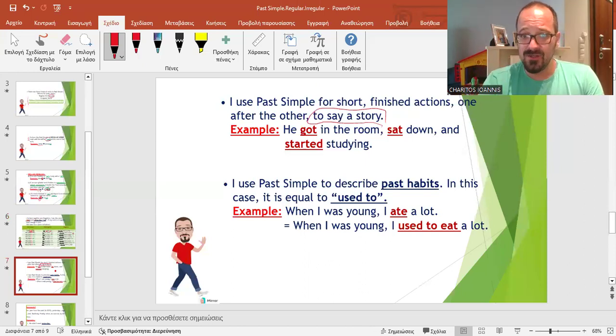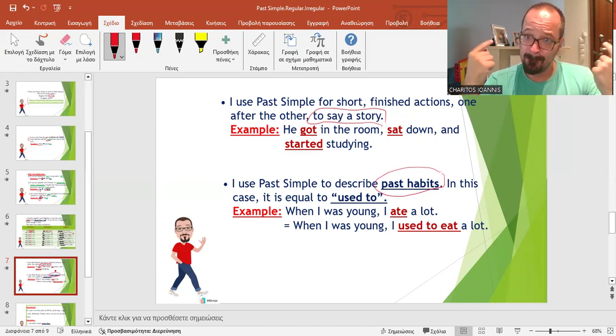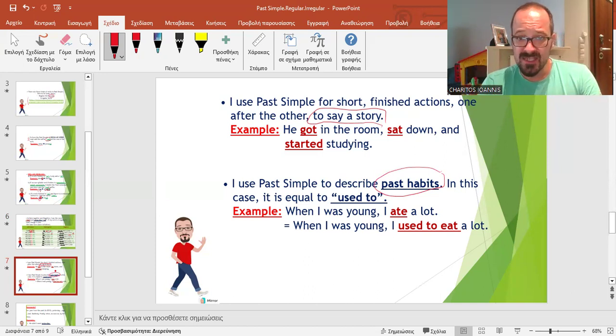Now pay attention to that. I use past simple to describe past habits. A past habit is something I used to do in the past, but I no longer do it. This is why it's a past habit and not a present habit. So in this case, it's equal to used to. Do you know used to? In a second link in the description, you will find how we use used to. And here's an example. So when I was young, I ate a lot, but now I don't. Or when I was young, I used to eat a lot, but now I don't. The same meaning.